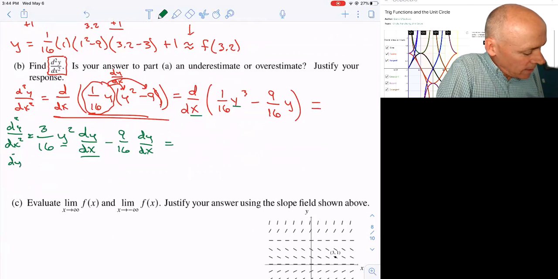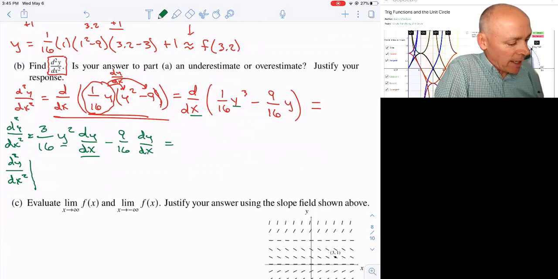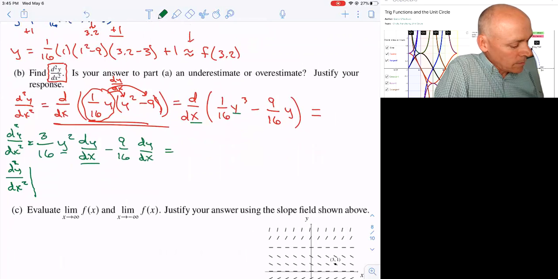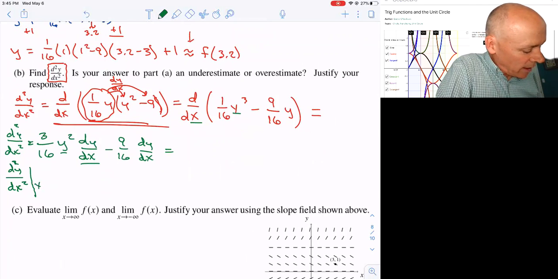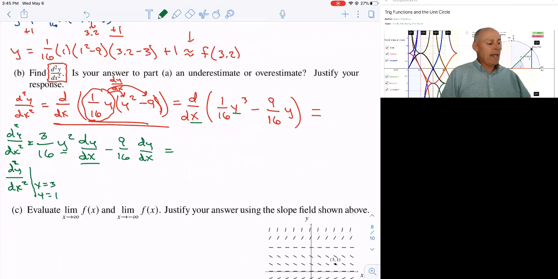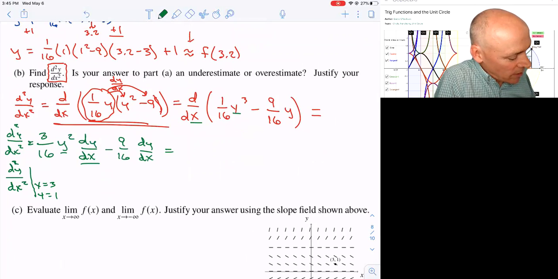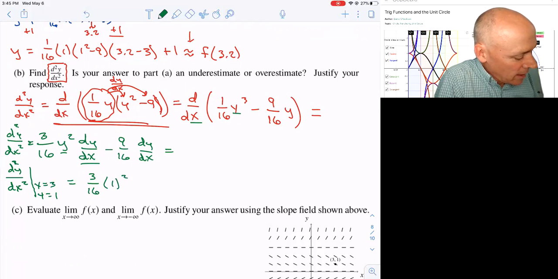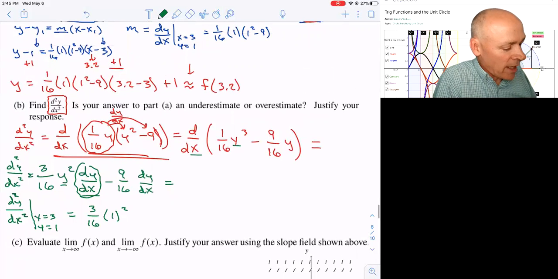d2y over dx2 such that, and now what I'm looking at is my point of tangency. That was my x equals 3 and y equals 1. And again, I'm just kind of noticing here, I don't have an x in the whole place. So I'm just going to rewrite this. It's going to be 3/16 times 1 squared. Okay, now here, my dy dx, such that x is 3 and y is 1, that's what I had right up here.